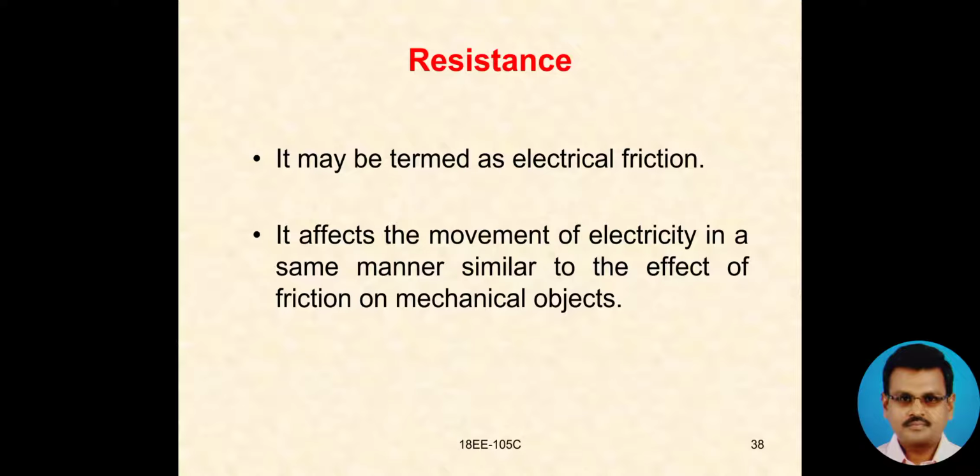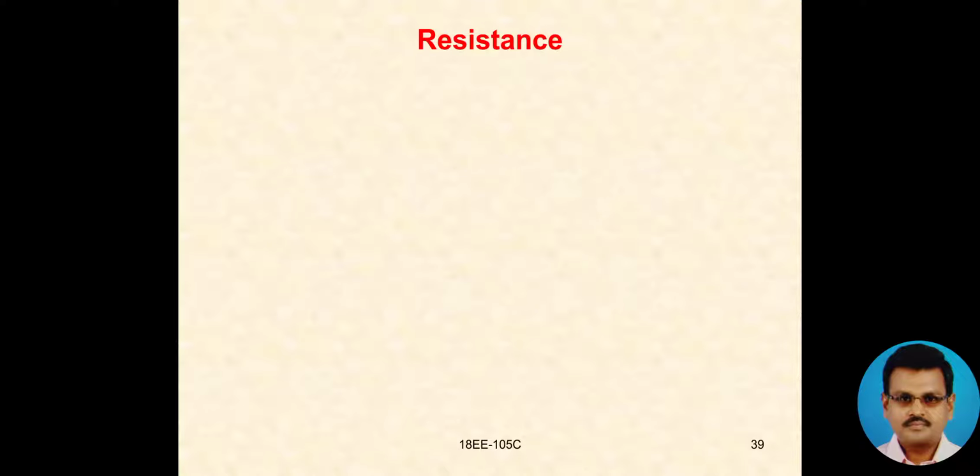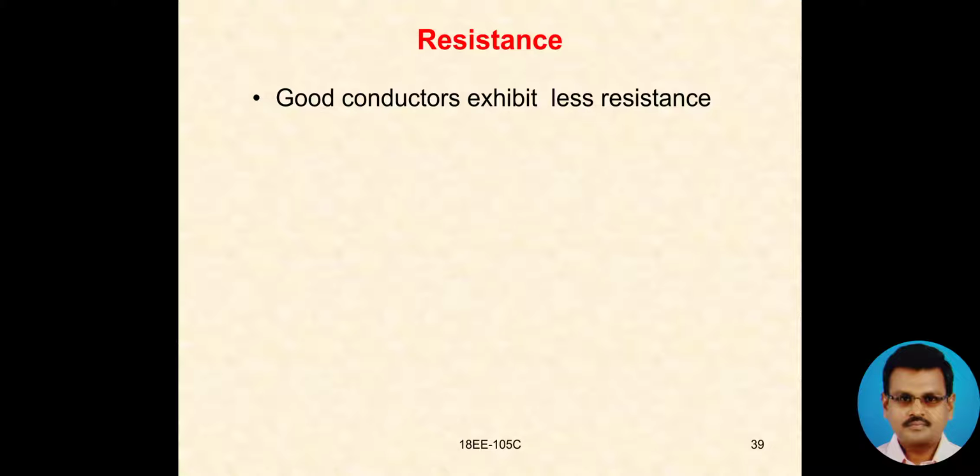Mechanical friction means the opposition to the flow of the body, where similarly in electricity, the opposition to the flow of electricity is the resistance. Also we can call this electrical friction. Good conductors exhibit less resistance. As I said earlier, good conductors have less resistance, so relatively more current will be passed through the conductors.